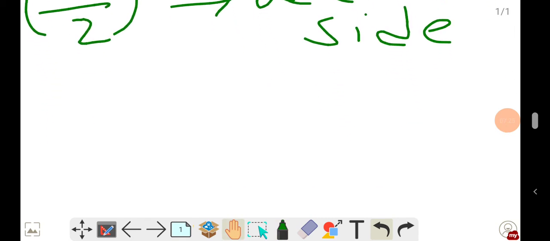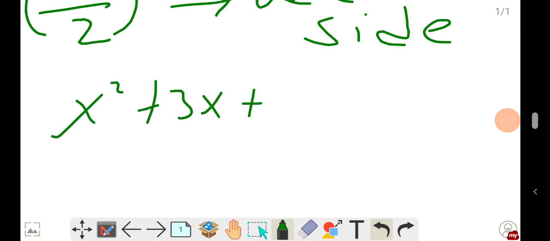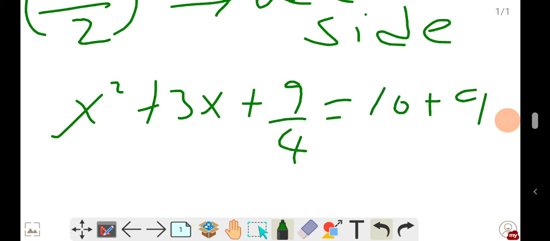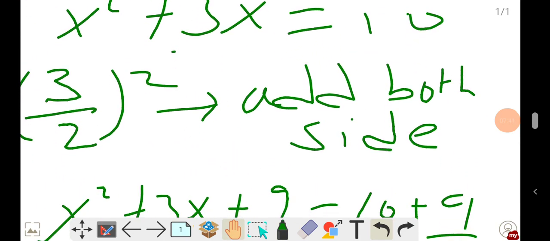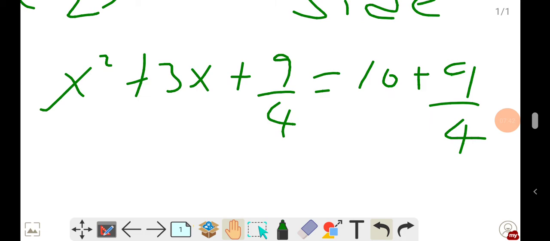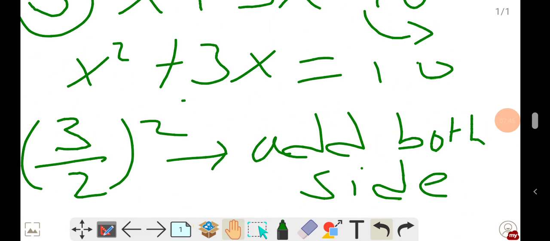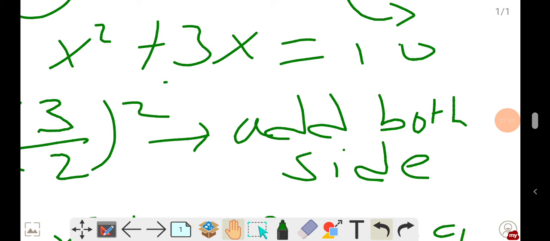Which means x squared plus 3x plus, when you square this one, it will be 9 over 4, is equal to 10 plus 9 over 4. There was 10 on the other side, we added 9 over 4 on both, the square of 3 over 2. First take the middle term which is 3, then divide by 2, then square it, then add to both sides.